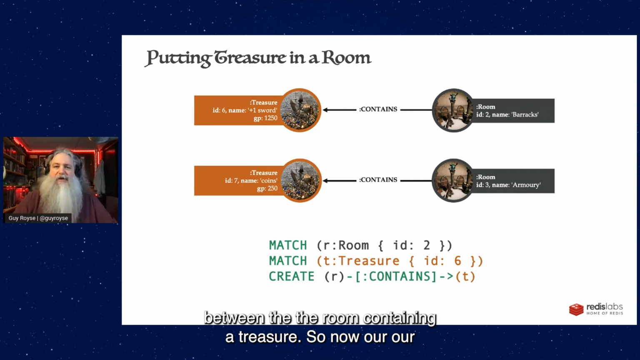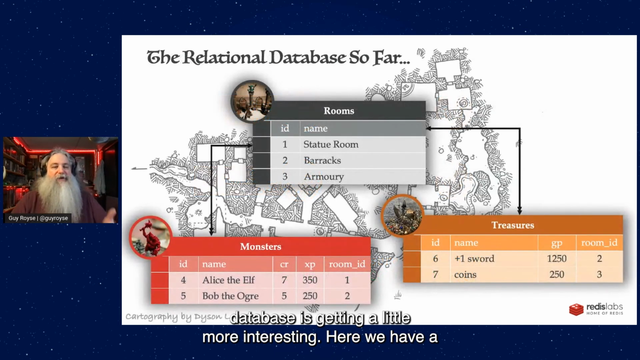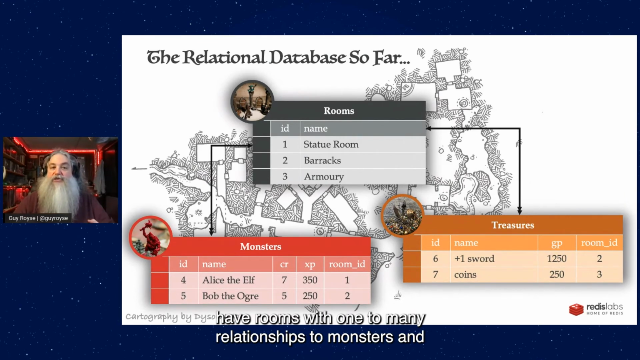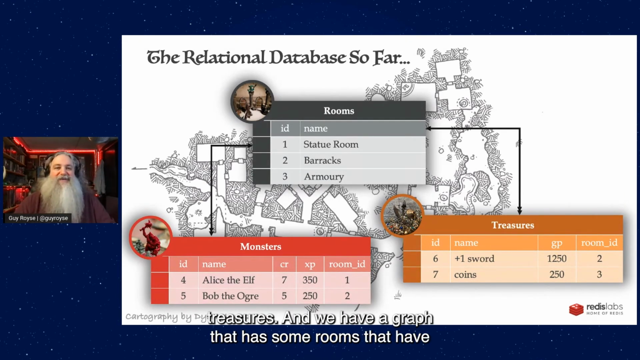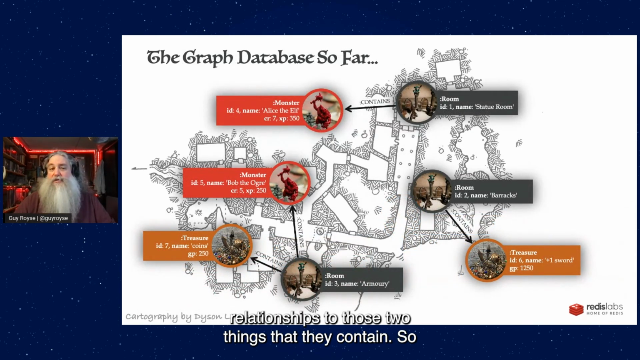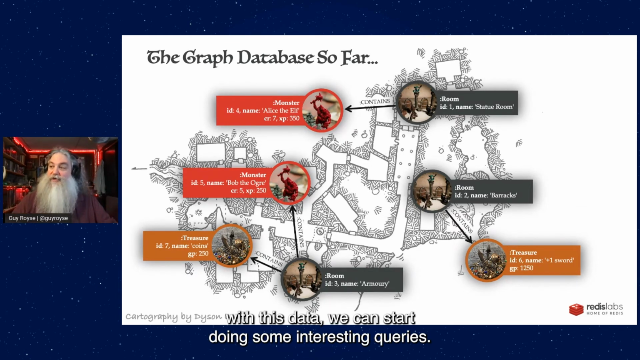So now our database is getting a little more interesting. Here we have a nice, very neat and tidy relational database where you have rooms with one-to-many relationships to monsters and treasures. And we have a graph that has some rooms that have relationships to the things that they contain. So with this data, we can start doing some interesting queries.